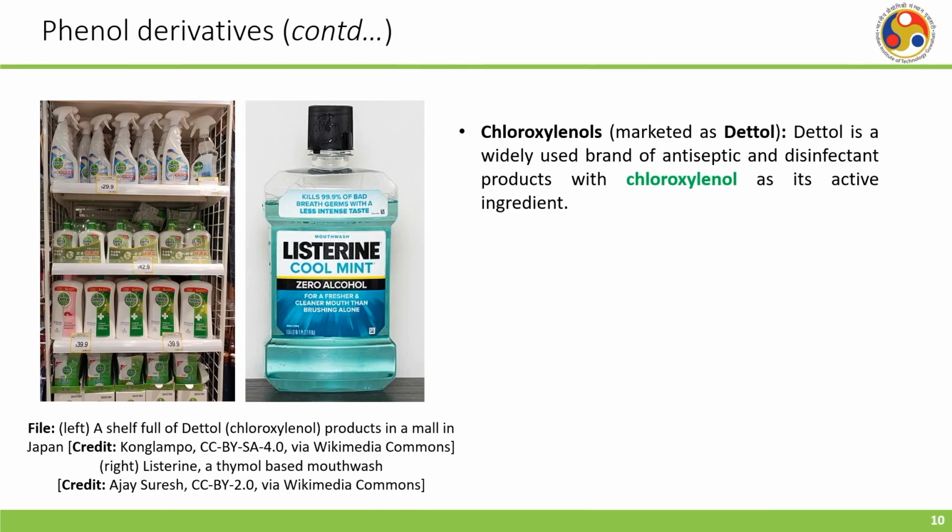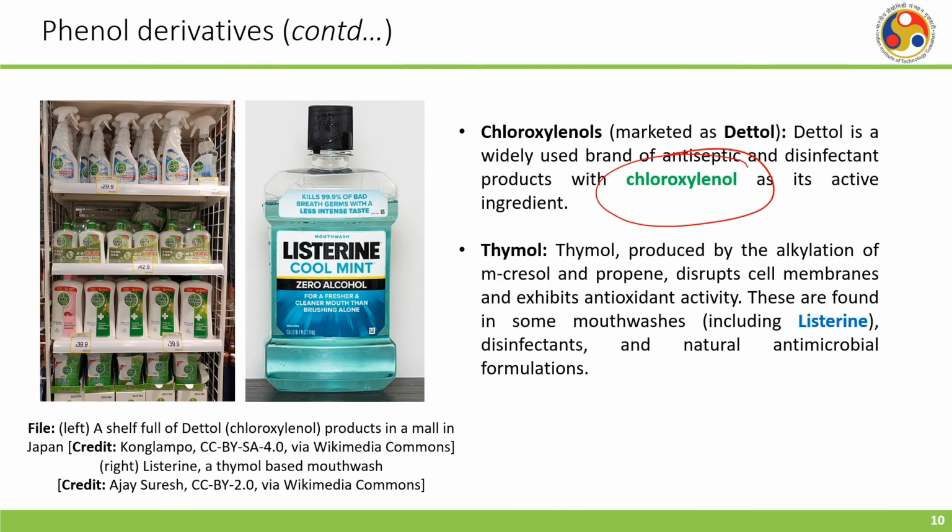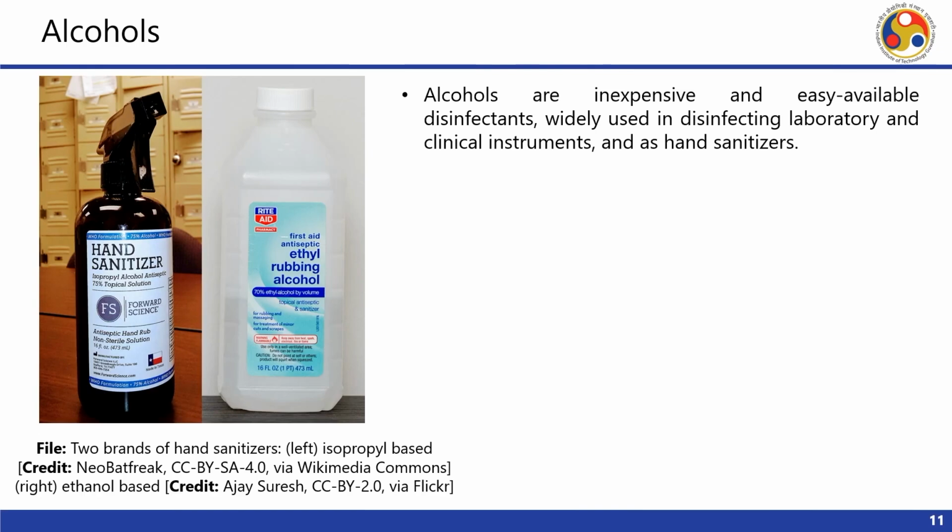So, another phenol derivative is chloroxylenol, for example, which is marketed as Dettol, a widely used brand of antiseptic and disinfectant with the compound chloroxylenol as its active ingredient. Then we have thymol, which is produced by the alkylation of metacresol and propene, disrupts cell membrane and exhibits antioxidant activities. These are found in some mouthwashes like Listerine, and it is a disinfectant and used in natural antimicrobial formulations.